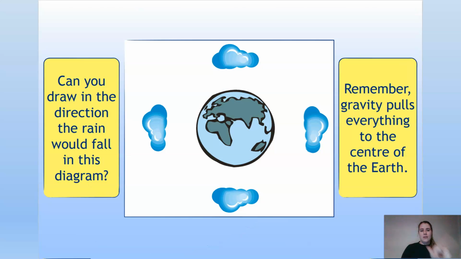So if you have a copy of this at home or at school in front of you, what I want you to do is think, what do we know about gravity at the moment? We know that gravity pulls everything to the centre of the Earth, okay? And we know that when we're on the planet, if we're up here and the other people down here in Australia, they're the other side of the Earth.